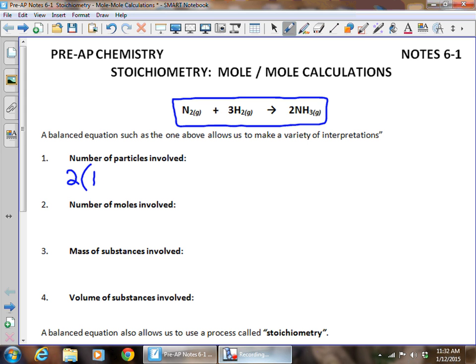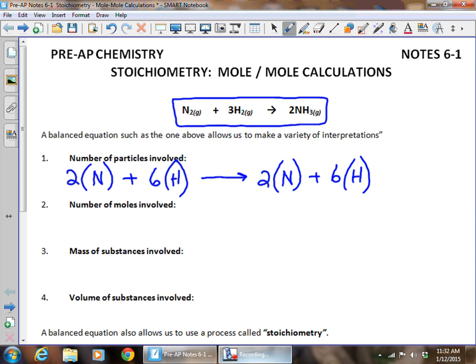We can talk about the number of particles that are involved. We can say that there are 2 nitrogen atoms that react with 3 hydrogen diatomic molecules, but that's going to end up giving us 6 hydrogens. And on the other side, we see that we have 2 ammonia molecules, which consist of 2 nitrogen atoms and 6 hydrogen atoms. Again, balanced chemical equation, the number of particles on both sides must be equal. We've talked about that before when we were balancing chemical equations in the first place.